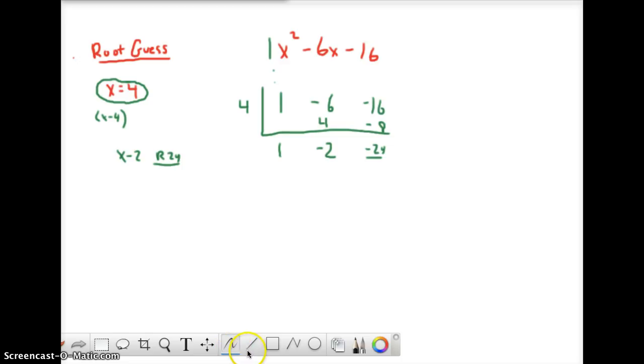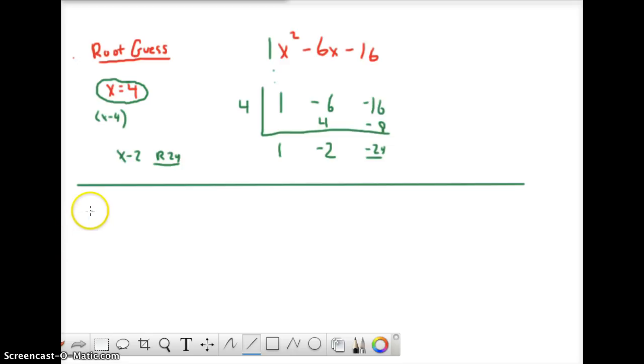Okay, so let's try another example, and we'll see what happens when I do actually choose a correct root. So I know that x equals negative 2 is actually a root here. And I'm just going to show you what that looks like when I divide using synthetic division. So it's the same process. I'm going to put a negative 2 out here. Okay. Then I have a 1, a negative 6, and a negative 16 again.